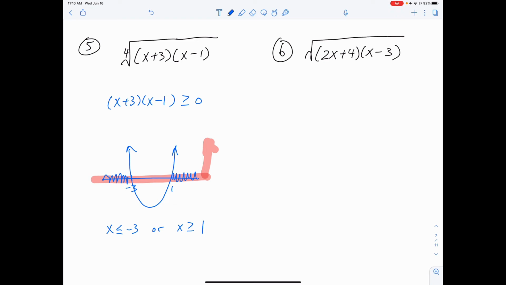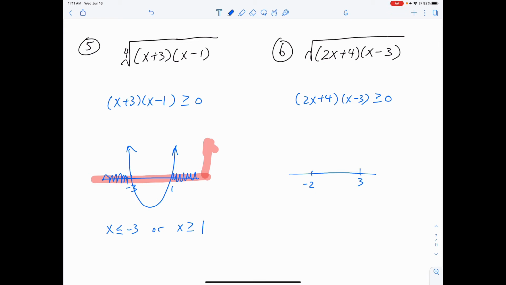Let's take a look at another example. So number 6, same thing. We have square root of 2x plus 4 times x minus 3. So in this one, the radicand has to be greater than or equal to 0, because our index here is 2, which is even, so there's a restriction. If we were to again solve for our x-intercepts, we would find one at -2, that's from the 2x plus 4, and one at 3 from the x minus 3.